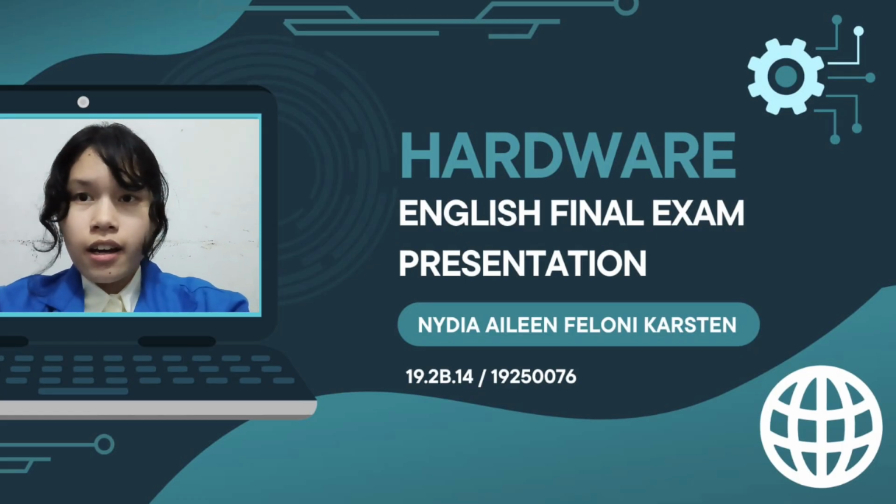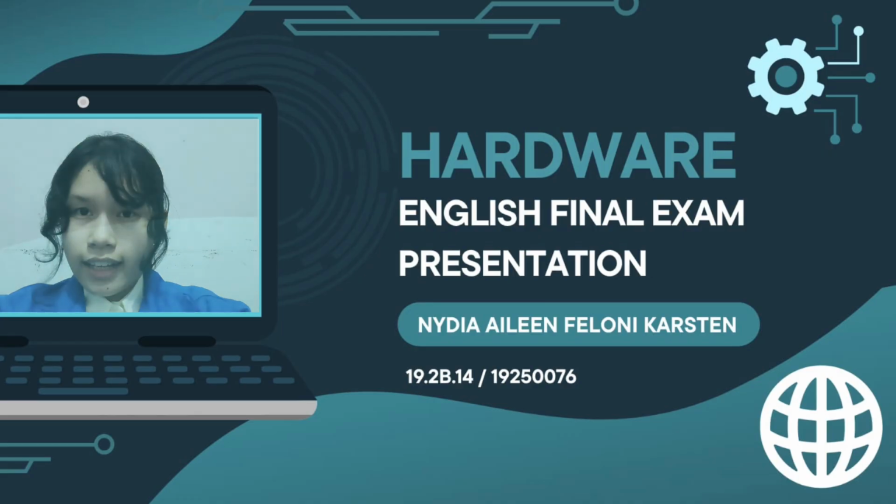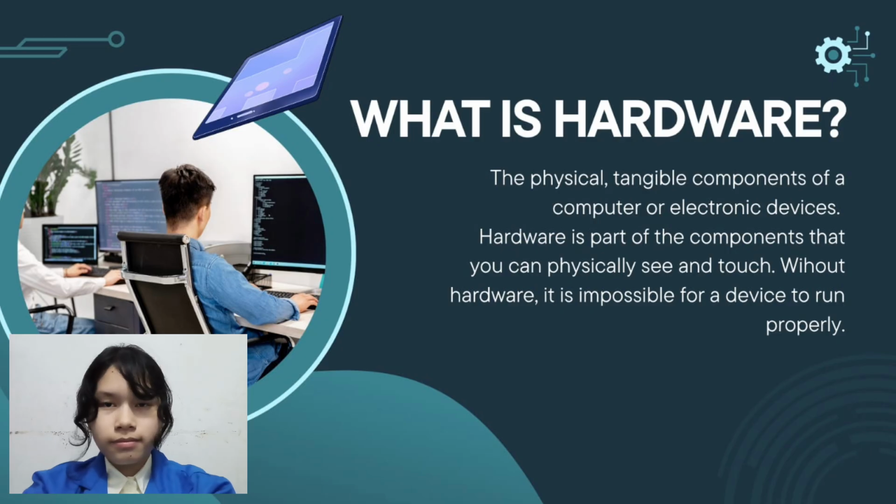Alright, now we're going to the second material, hardware. Without further ado, let's just go to the next slide. Now that we already know what software is, we're going to find out what hardware is. Hardware is the physical, tangible components of a computer or electronic devices. Hardware is a part of the components that you can physically see and touch. Without hardware, it is impossible for a device to run properly.